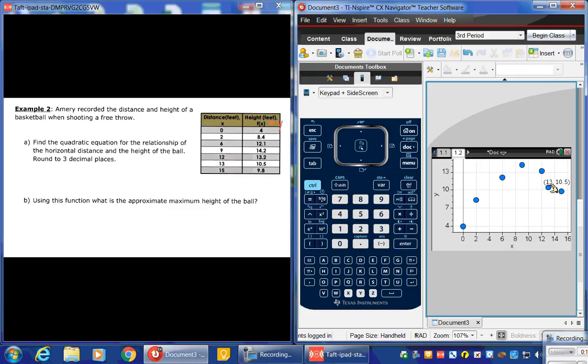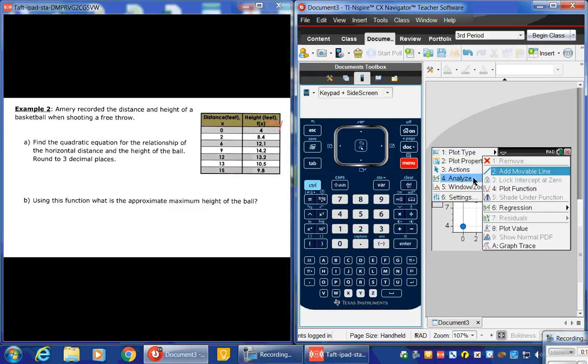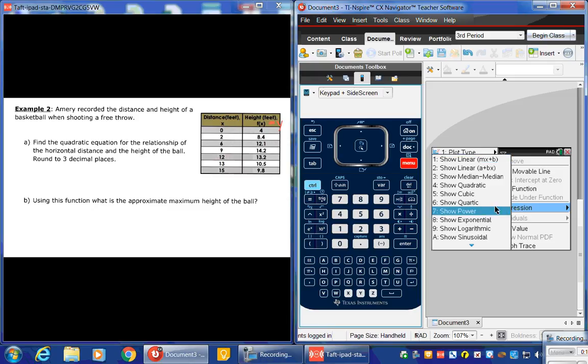Looks like there's a point that's off a little bit there, but if I hover, I can check. No, 13 and 10.5 is a point. 12 and 13.2 is a point. 15 and 9.8 is a point. So in the real world, not all data will be really nice and exactly on the line. That's why we're doing a regression, because we want to know what's the average, what's the best fit for a regression here. So we're going to go to Menu, Analyze, Regression, and we're looking at quadratics.